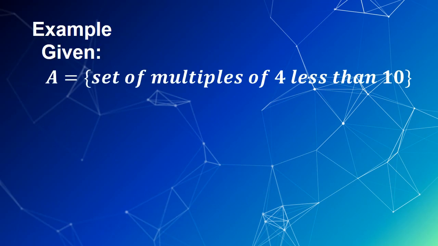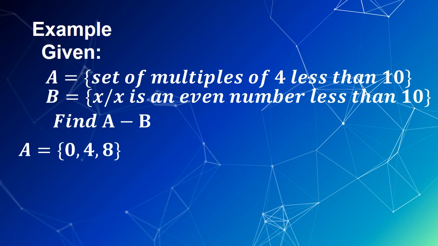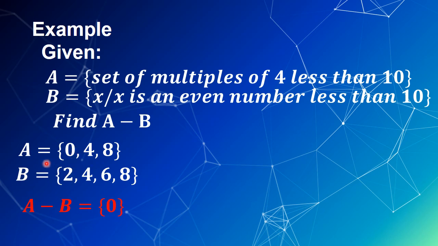Let's have an example. Let's say for instance we have set A, the multiples of 4 less than 10, and we have set B, x such that x is an even number less than 10. So you will be enumerating all the elements in A and B. We are going to look for A minus B, or the difference of A and B. All the multiples of 4 less than 10 are 0, 4, and 8. These are the numbers which are multiples of 4 less than 10, and set B, the even numbers less than 10, has 2, 4, 6, and 8. What we're going to look for is all the elements present in A but not in B. So the answer is 0. 0 is not present in B. Therefore, that is their difference.